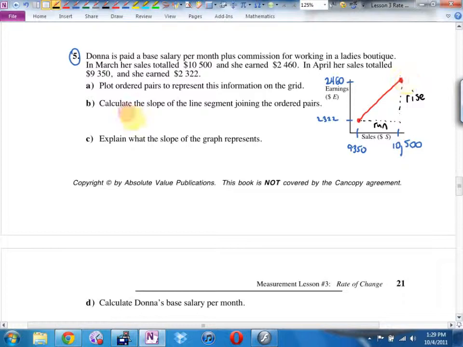So what's the rise? What is 2,460 minus 2,322? 138. Negative or positive? Look at my slope. Is my slope uphill or downhill? It's going to be positive. And that's how much money earned per selling. What's my run? This minus that.